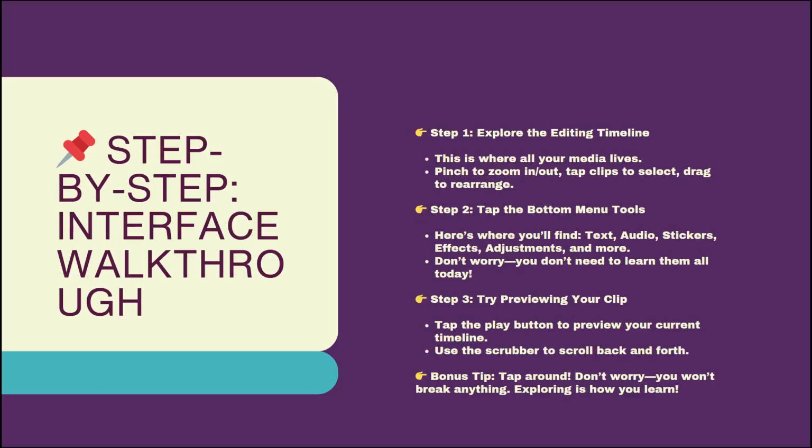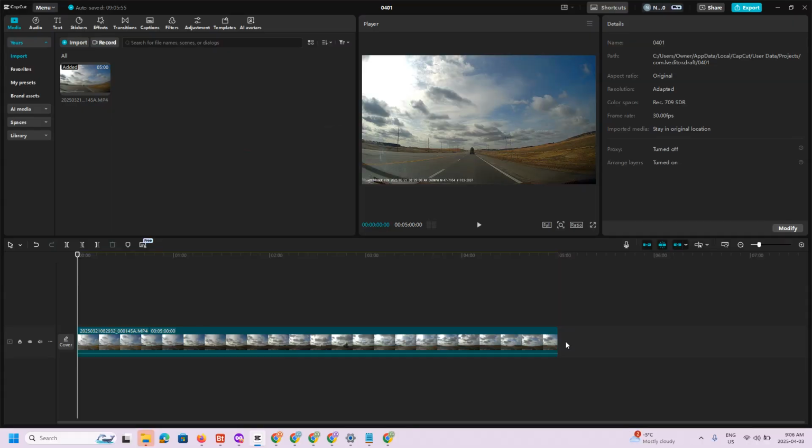And then you preview your clip. So just tap on the play button to preview your current timeline. And you can use the toolbar to scrub back and forth. So just tap around. You're not going to break anything. Exploring is how you learn, and there's always an undo button anytime you don't like your changes. So on the desktop version, if you want to undo a change that you've made, it's just here on the toolbar there. You can undo anything there.